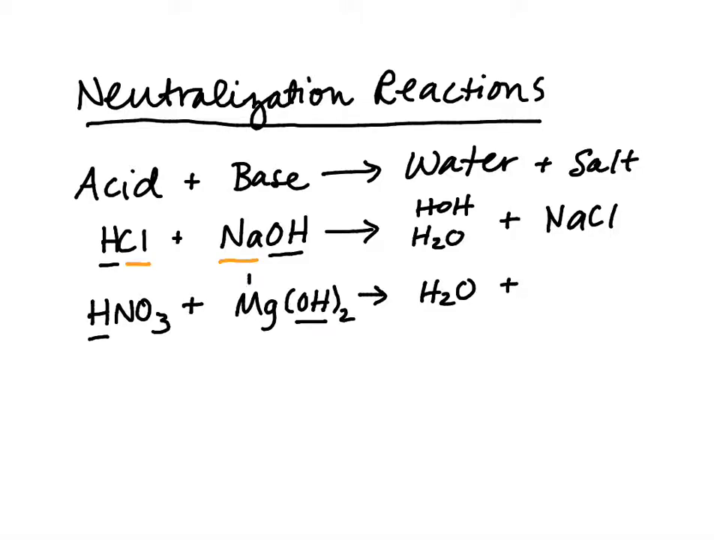Now magnesium has a +2 charge, and nitrate has a -1 charge. And so when we put those together, the formula for our salt will be Mg(NO3)2, because it takes 2 nitrates to balance out the charge of that magnesium. Now, if you take a look at our equation, it looks like we have 2 nitrates on the product side and only 1 on the reactant side. So we're going to need a 2 here. And now we have 2 hydrogens and 2 hydroxides on the left. So that gives us 2 water molecules on the right.